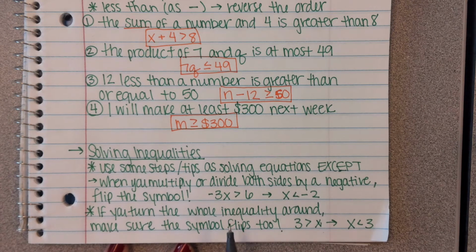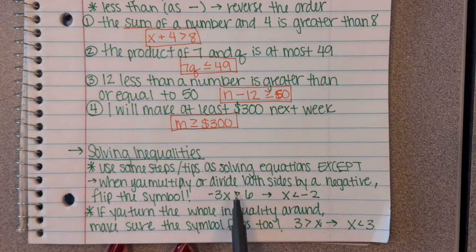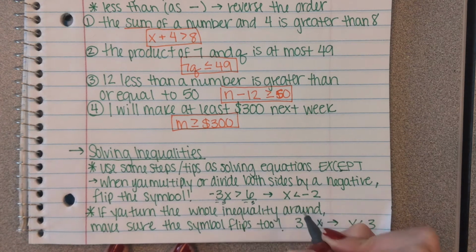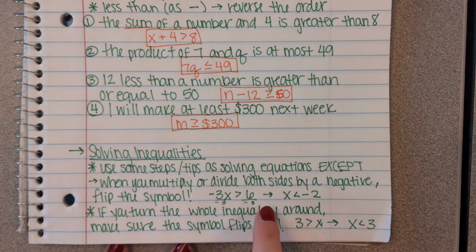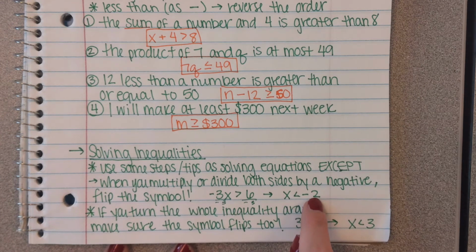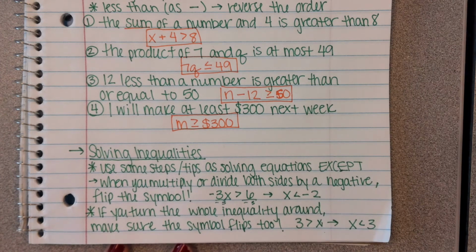symbol. Okay, so like for example, if you were given this one-step inequality, negative 3x is greater than 6, you would divide both sides by negative 3, okay, and you'd be left with x. That symbol flips, and you're left with a negative 2. Okay, so that's what I mean. Flip the symbol when you multiply or divide by a negative number on both sides.